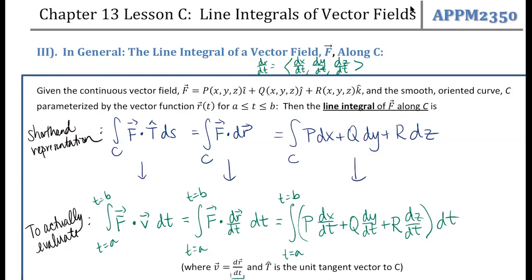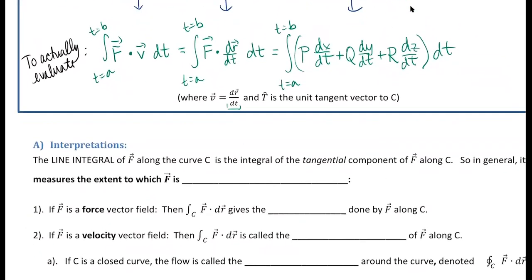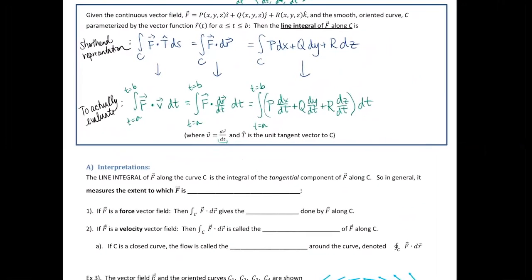Now, in terms of the physical application, we already talked about work, but there's actually a couple other physical interpretations we can take out of this, depending on what your vector field F represents. So let's summarize.